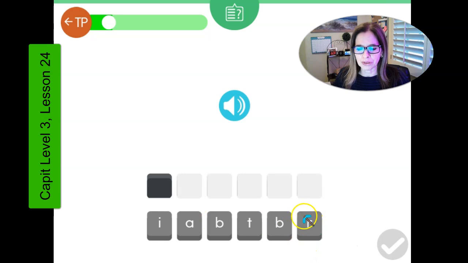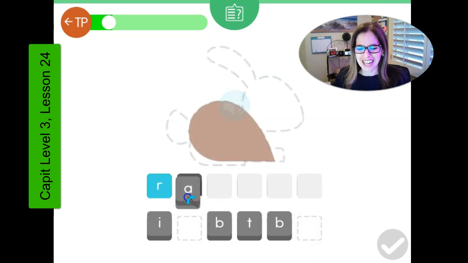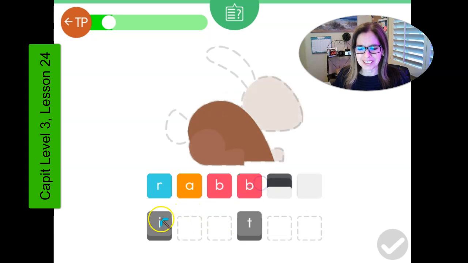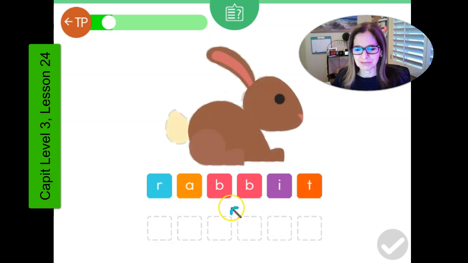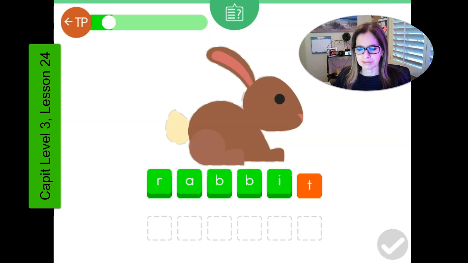rabbit. Oops, I'm going to drag them up. A, b, it. Notice two things. First, I was saying the sound as I was typing or dragging the letters up. Also, I know I needed to double the b, spelling for the b, in the middle of rabbit. This week in Foundations, you'll do a little more for the rabbit rule. Rabbit.